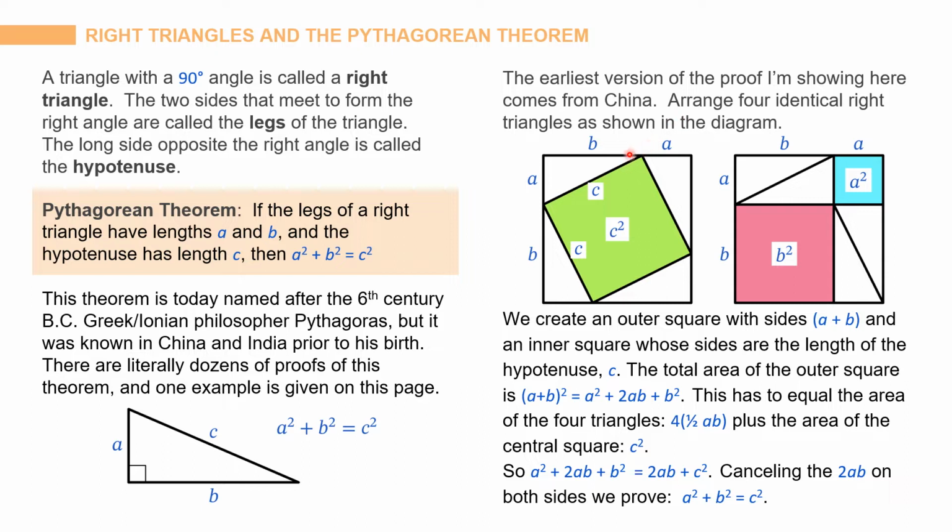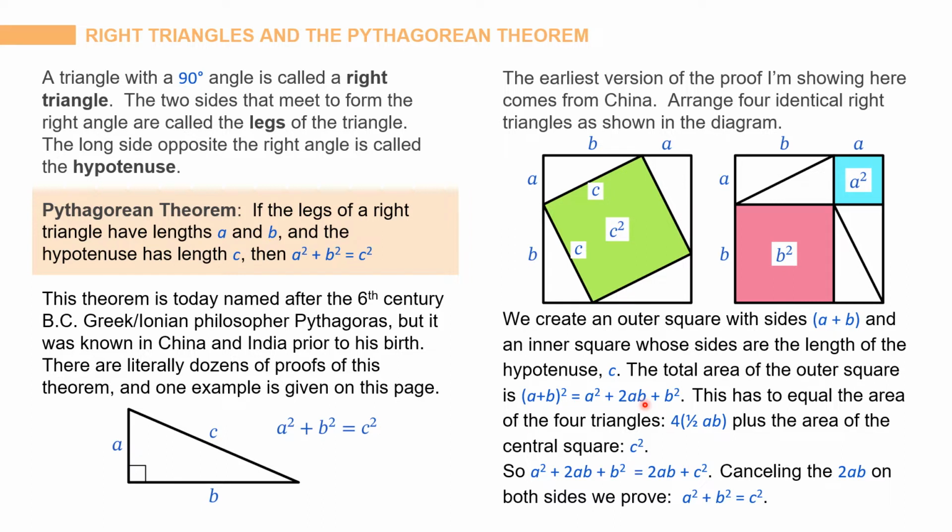Let's arrange four identical right triangles with legs a and b as shown in this diagram. We create an outer square with sides of length a plus b and an inner square whose sides are the four hypotenuses. So this square has side length c and area c squared. The total area of the outer square is (a plus b) squared, and if we expand the binomial, that's a squared plus 2ab plus b squared.